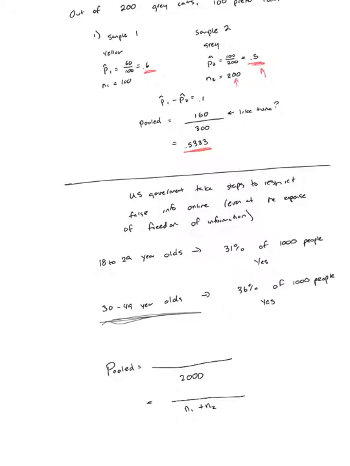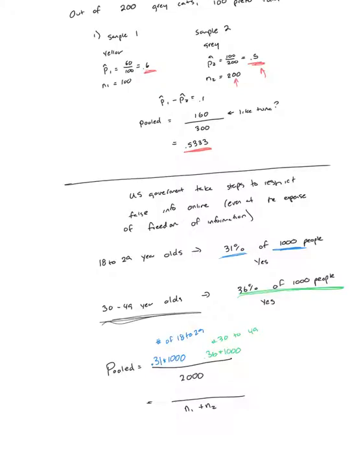Now, I don't know how many 18 to 29-year-olds felt this way, but I can figure it out. And that is, if I look up here, out of 1,000 people, 31% felt this way. And so to do that, I can just take 31% of 1,000. That is 0.31 times 1,000. And that'll give me the number of 18 to 29-year-olds who feel this way. I can do the same thing here. That is, I can go ahead and take 0.36 times 1,000. That'll give me how many 30 to 49-year-olds felt that way.